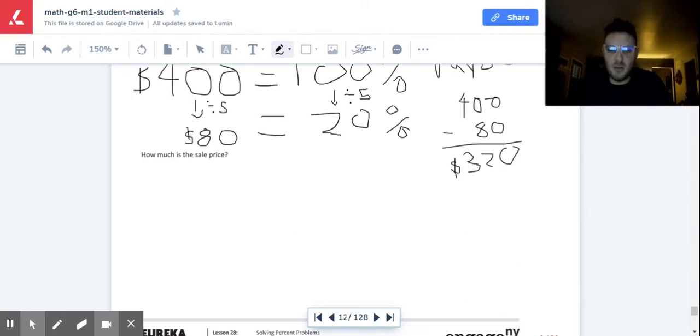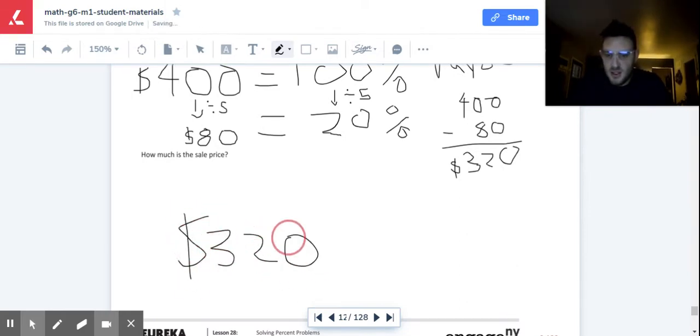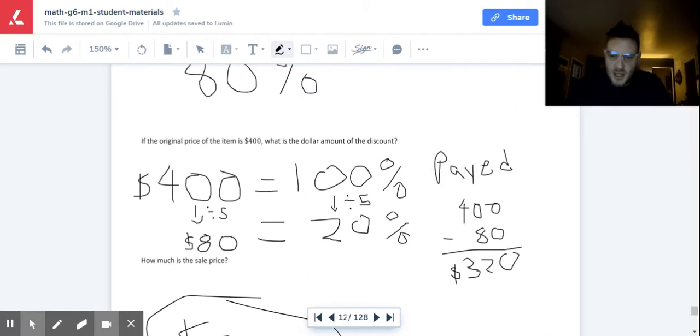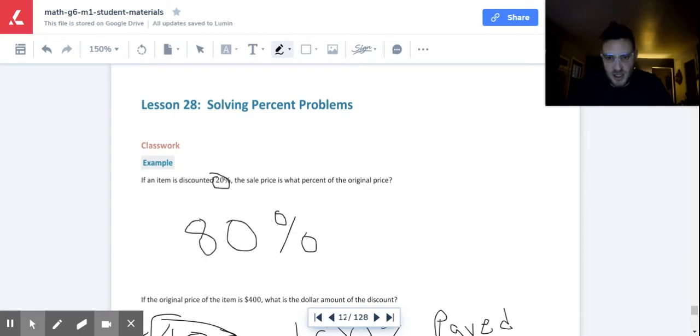How much is the sale price? So the sale price is $320. Okay, so she paid $320. She saved $80. The original price was $400, and it was 20% off.